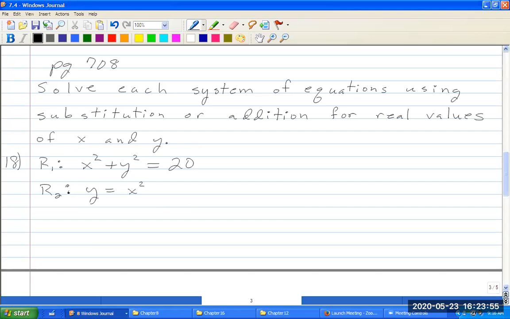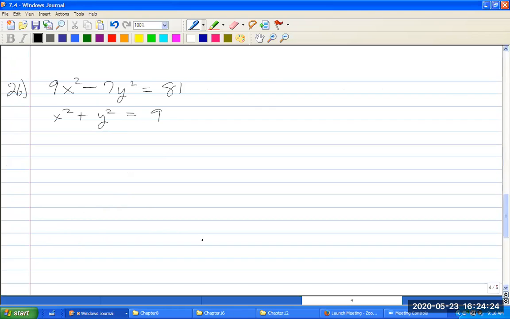Okay, so problem 18. X squared plus y squared equals 20, and y equals x squared. So I have a circle and a parabola. So this is a circle, R1. And R2 is a parabola. So I'm going to try to intersect these two and see. Let's try to solve this and see where they intersect.